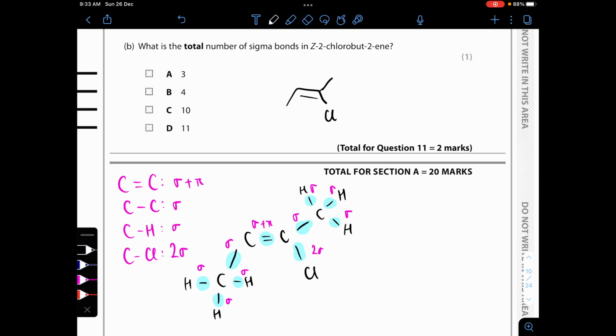So all we have to do now is add them up. So that's 1, 2, 3, 4, 5, 6, 7, 8, 9, 10, 11. So that's 11 sigma plus pi. So how many sigma bonds are in total? 11. So our final answer is 11.